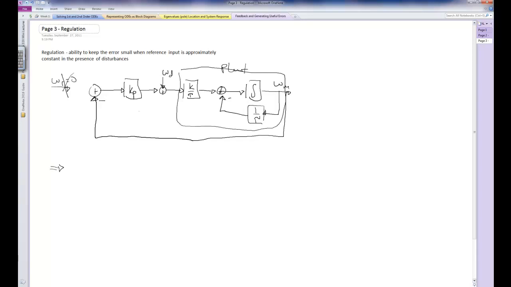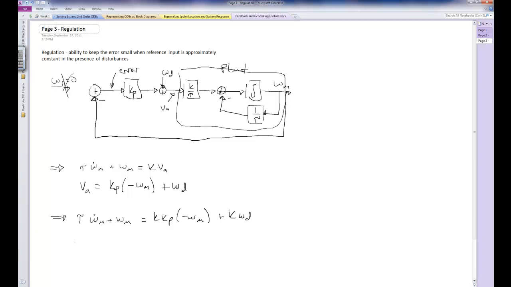And so if I write down the differential equations that are generated from this block diagram, I get tau times omega m dot plus omega m is equal to k times VA, but this is VA right here, all right? And here's the error that we're generating. And so VA is now going to be, and notice it's with reference to a constant, which in this case is 0, VA is now equal to Kp times the error, which is just minus omega m, plus omega d. So when I plug everything in, I get tau omega m dot plus omega m is equal to k kp times minus omega m plus k times omega d.